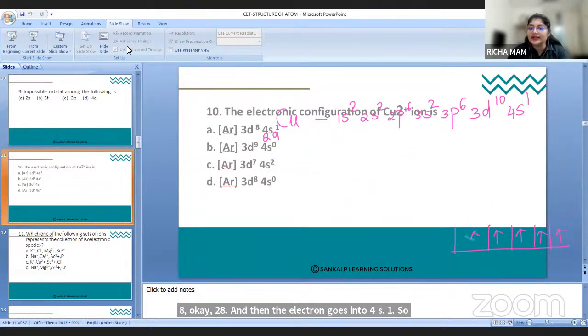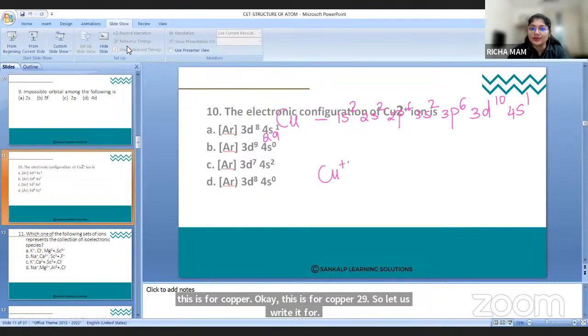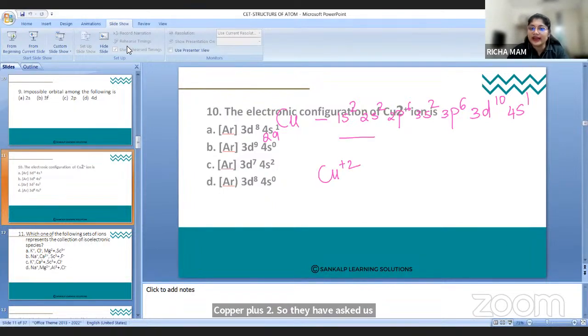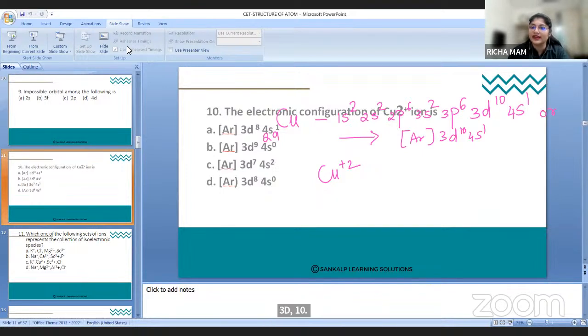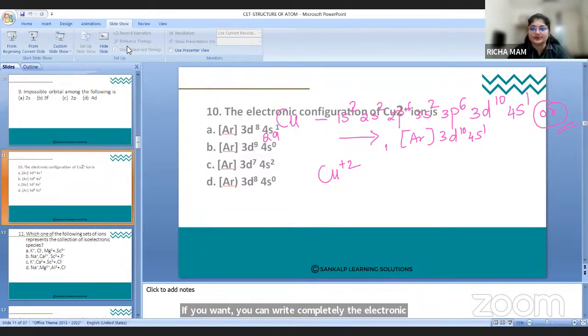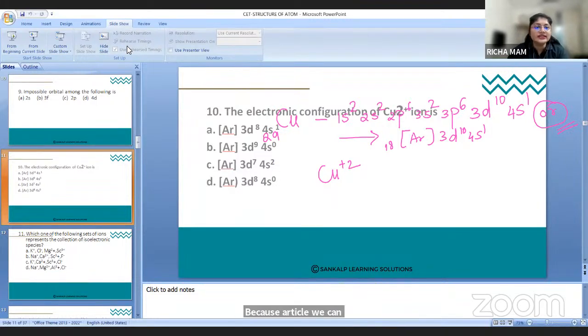So let us write it for copper +2. They have asked us for copper +2. We can write it like this also: argon 3d10 and 4s1. If you want, you can write the complete electronic configuration, or you can write like this, argon 3d10 4s1, because we can write the nearest noble gas.